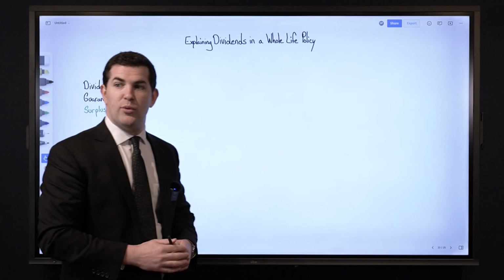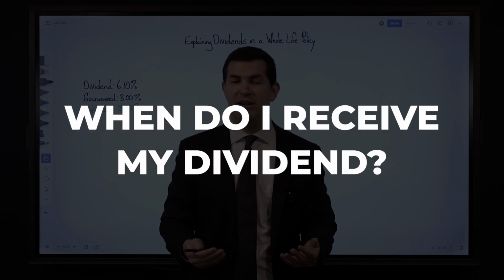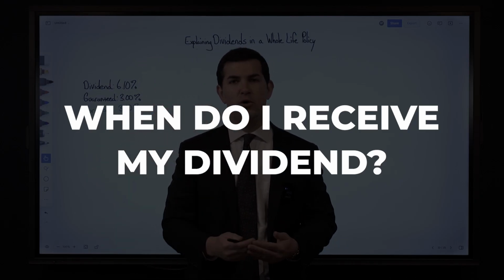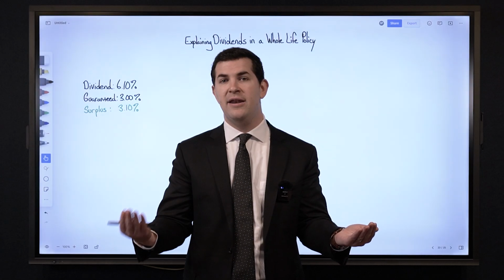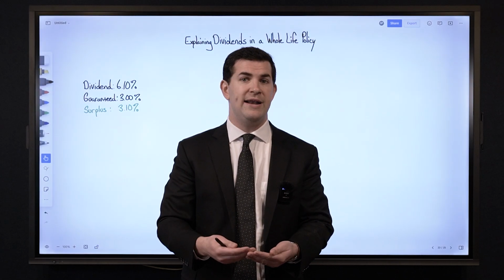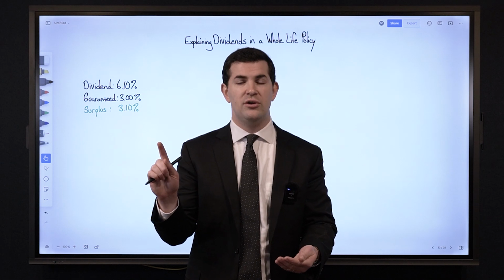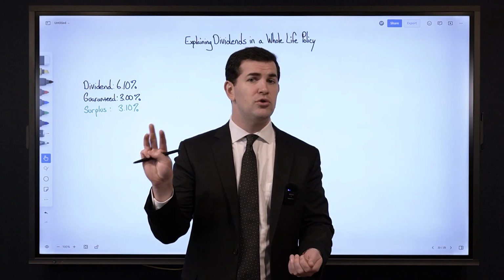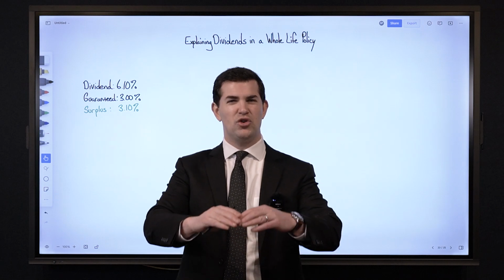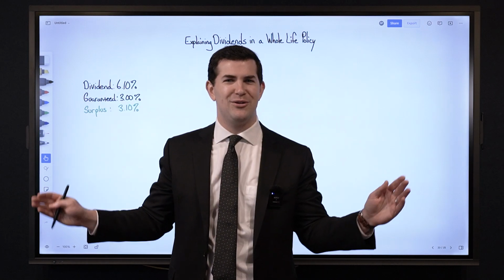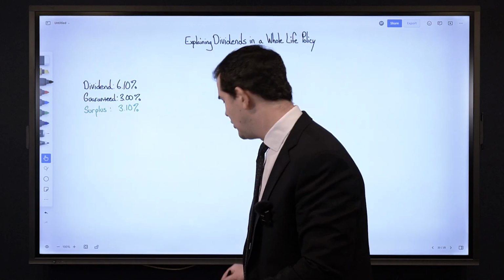Let's move on to our second question. When do I receive my dividend? Your dividend will be paid to your policy either at the beginning of each policy year or at the end of each policy year. You can find out by asking your life insurance agent, calling the company, or just reviewing the illustration that you looked at when you saw that cash value just grow to a big old balance down the road. Let's take a look at two illustrations.